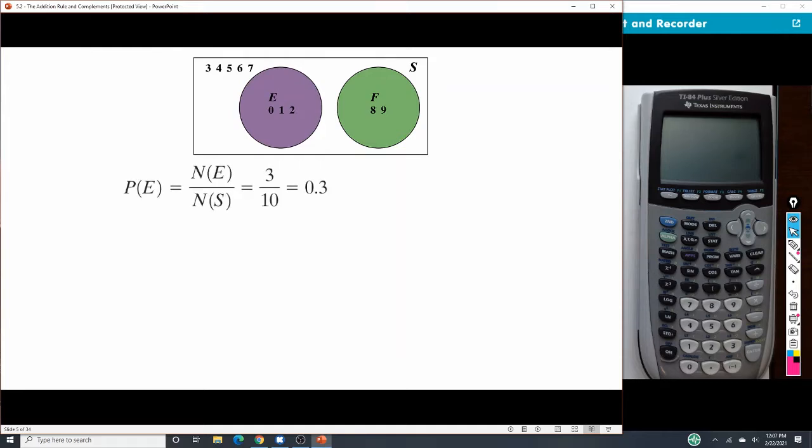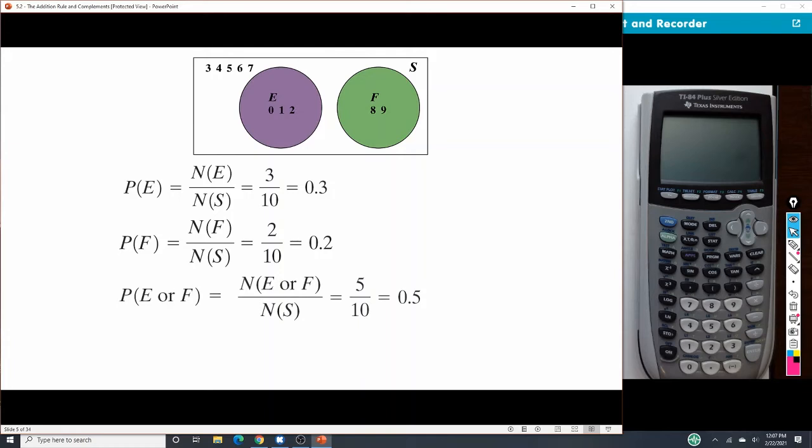All right, so if we were going to look at the probability of event E, so picking something out of E, then we would add up those numbers. We have three of those things within that piece, so 3 out of 10 would give us 30% or 0.3. And then the probability of picking something out of F, we have 2 in there, so 2 out of 10 is 0.2. Now, what about the probability of picking something that's in either E or F? Well, there are 5 items there, and so 5 out of 10 would give us 0.5.